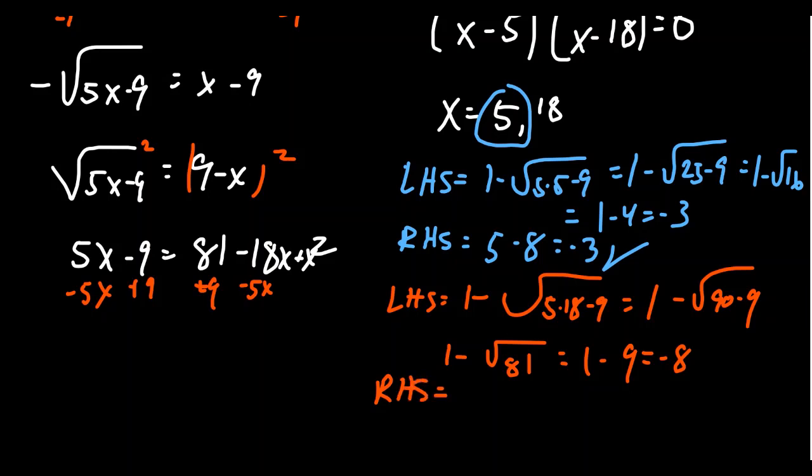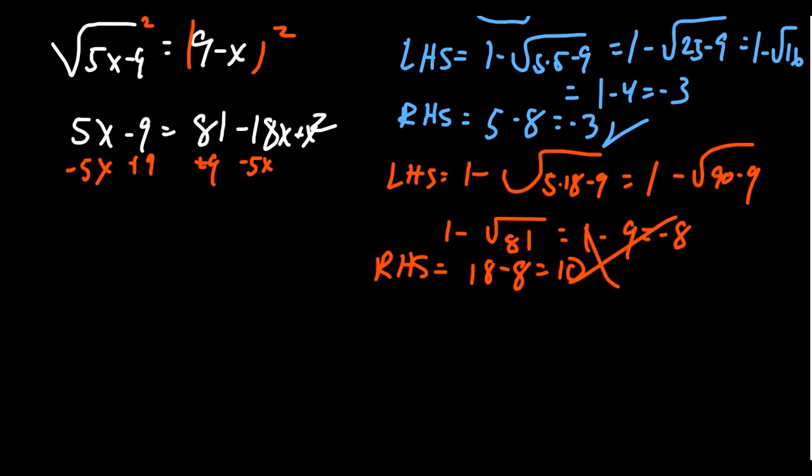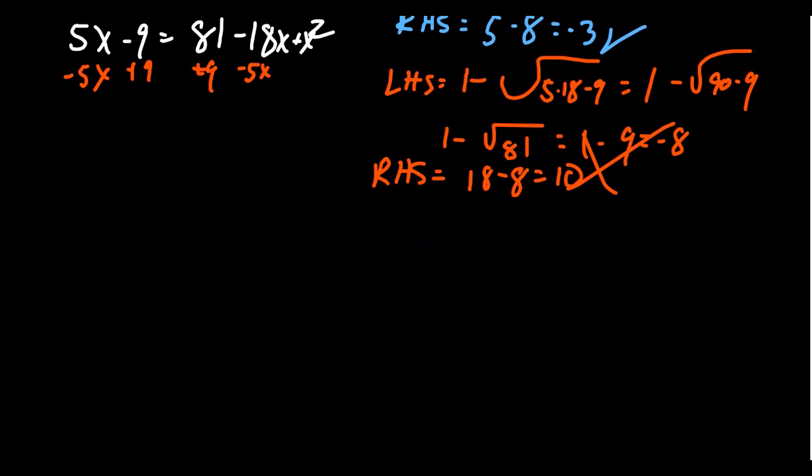So we're supposed to take 18 minus 8, which gives us 10, which is not equal to negative 8. So this one didn't work out at all. So we have to remove 18 from consideration. Great. So that's an important step. You don't want to forget that one.